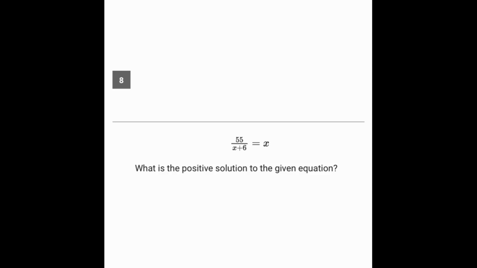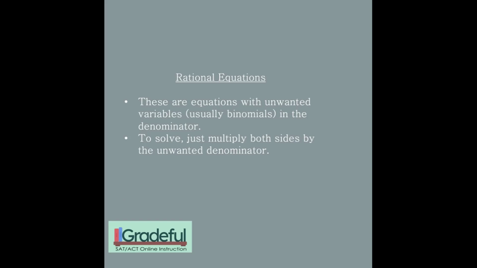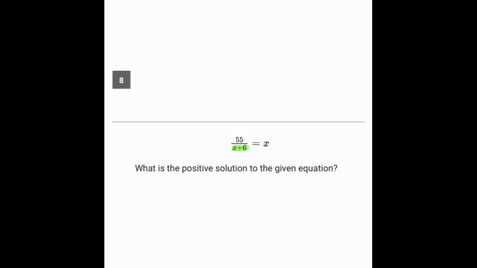Now going to question number 8, here we have a rational equation. Rational equations are when you have variables in your denominator. And in this situation, what you want to do is multiply both sides by that unwanted denominator. So for us, we have x plus 6, and all we have to do is multiply both sides by x plus 6. So we'll cancel out the x plus 6's here, and we'll have 55 equals x squared plus 6x.